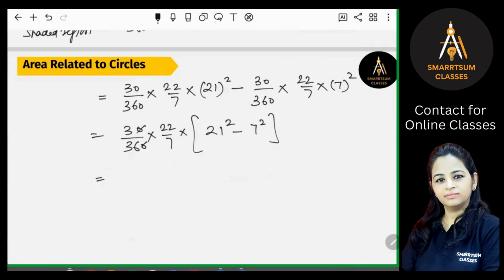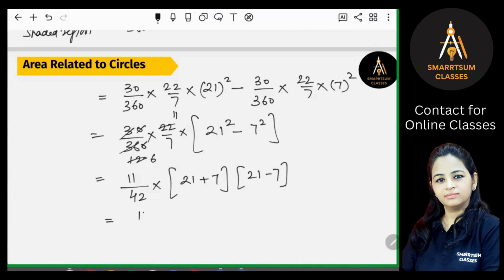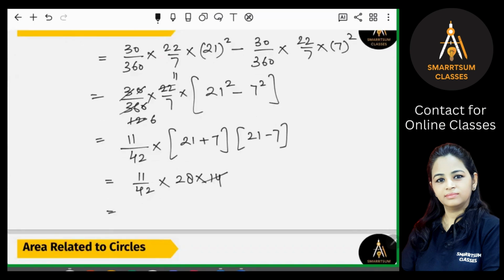This will be equal to 11 upon 42 into, now 21 square minus 7 square we can write as 21 plus 7 and 21 minus 7, a plus b, a minus b, right? So this will be equal to 28 into 14. Okay, so now you can solve this, and this is equal to 11 into 28 upon 3. Now solve it. So this is 308 upon 3.